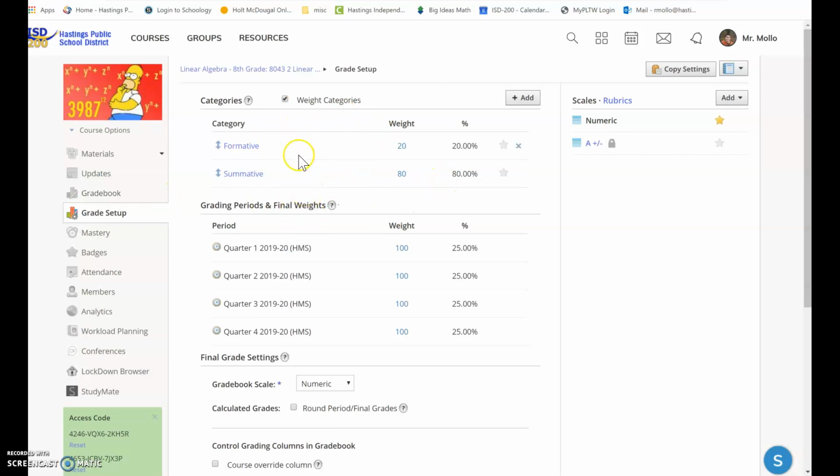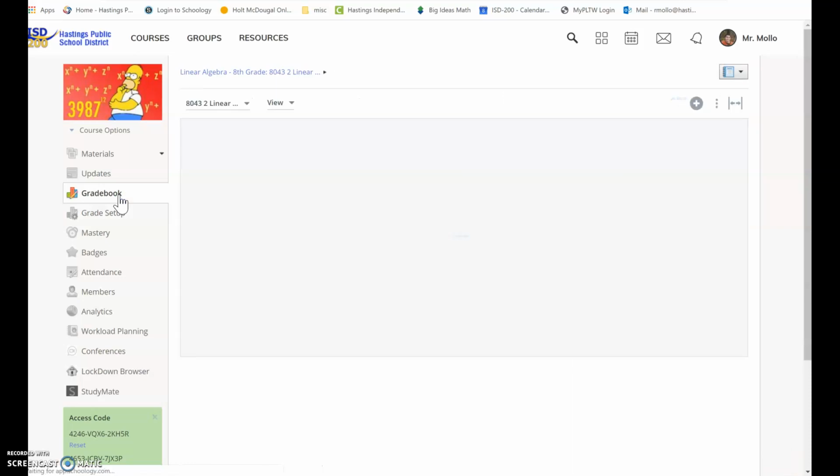This way when I make an assignment, if it's a homework assignment, I'm making it in the 20% category. Tests and such are in the 80% category. So the Schoology gradebook does reflect the Infinite Campus gradebook. Parents can't see the Schoology gradebook, but students can. So if you have students asking you questions about that, that would be something I would address.